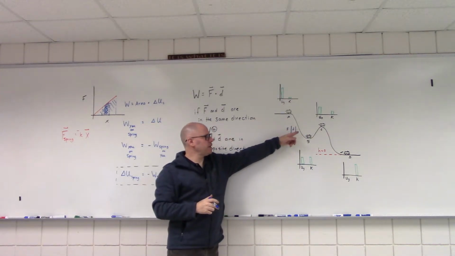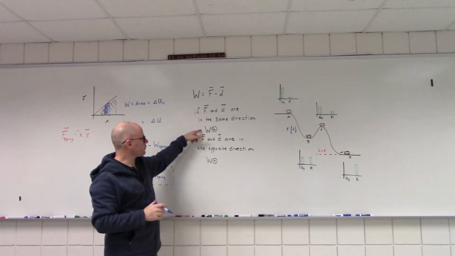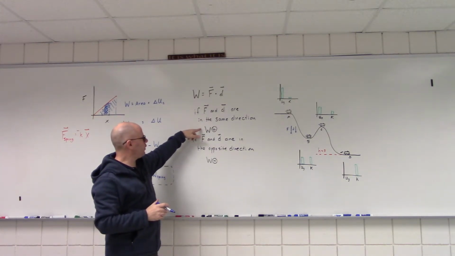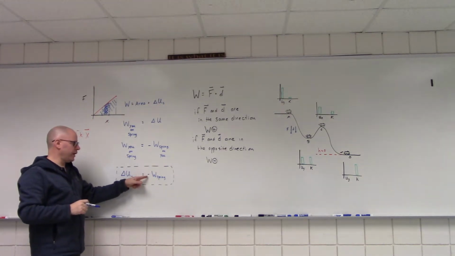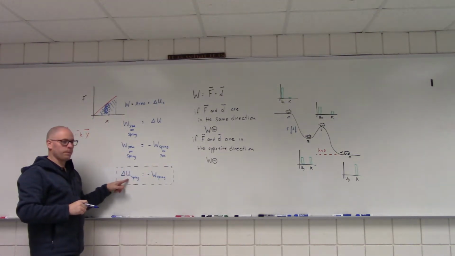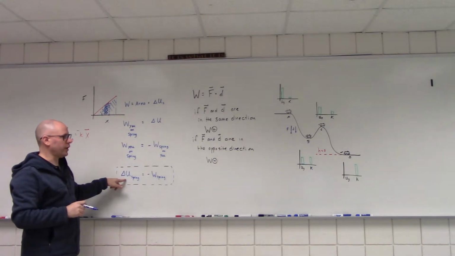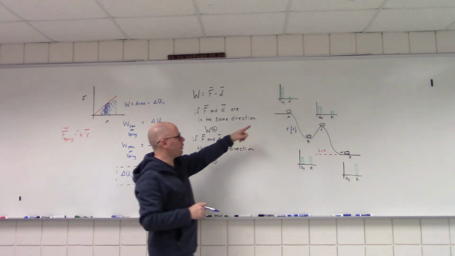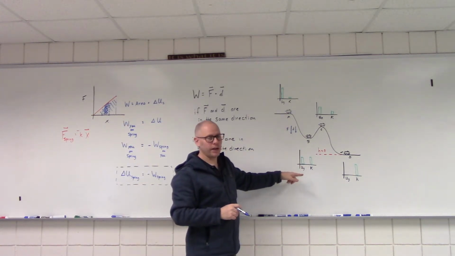And when the force and distance are in the same direction, we say that the work done is positive. Okay, the work done is positive, but because the work is the opposite, the negative work gives you the change in potential energy. What we notice here is even though the work is positive, we get a decrease in the potential energy.